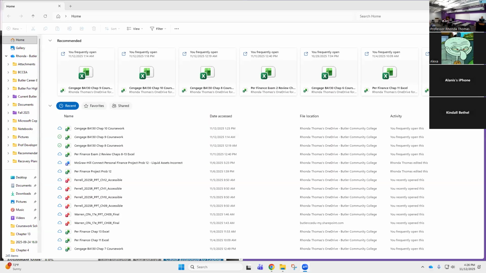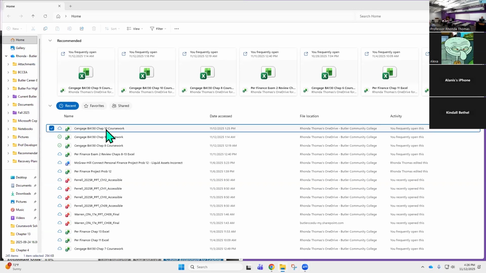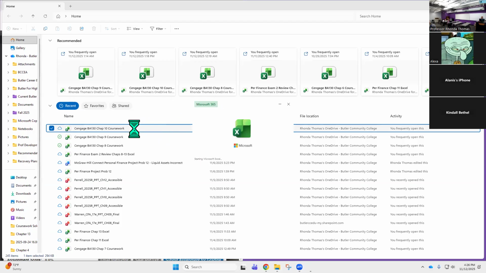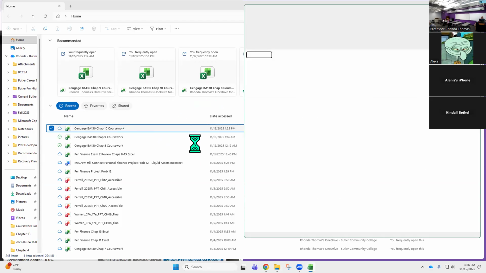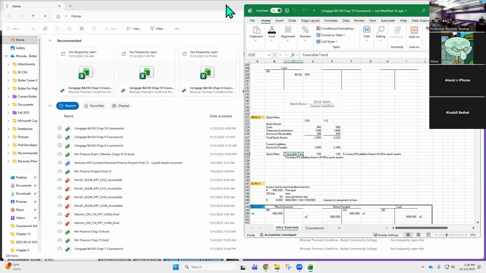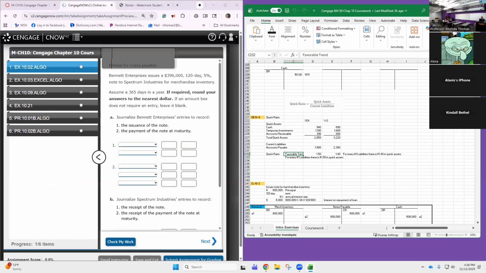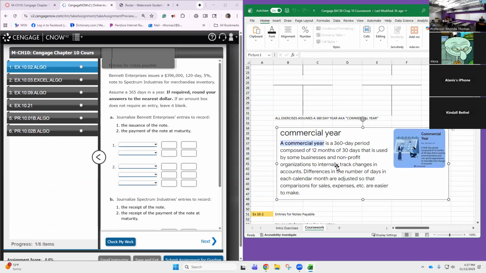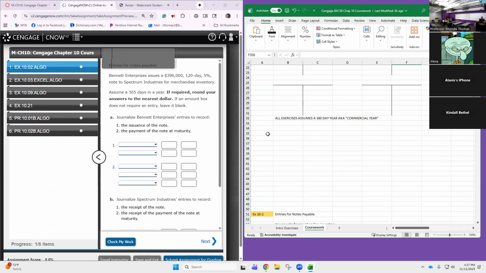Okay, so we're getting ready to do financial accounting, chapter 10 coursework. I'll have to look and see who else just came in to Zoom here in a minute. Okay. Oh, that's you. Okay, good. Thanks for telling me. All right, we're going to go to the coursework.